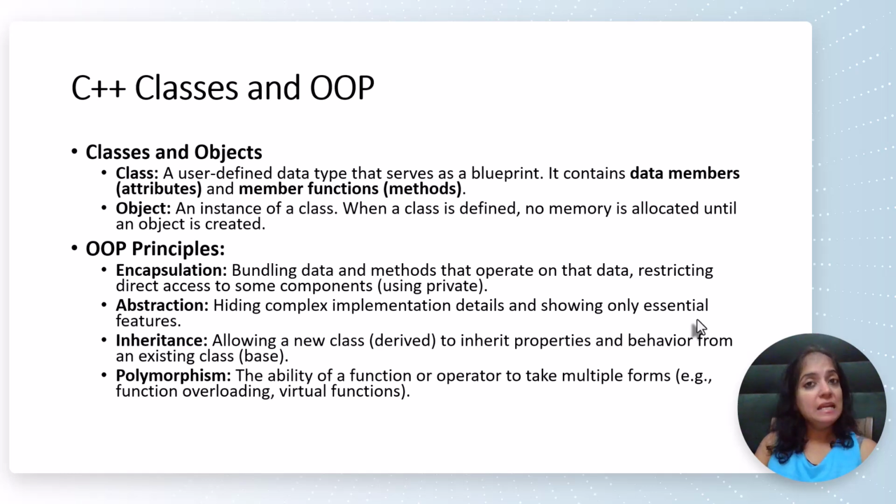Abstraction is hiding the complex implementation details and showing only the necessary features. Like if you are using a mobile phone, you do not need to know how it has been implemented in order to use it. That is a level of abstraction.